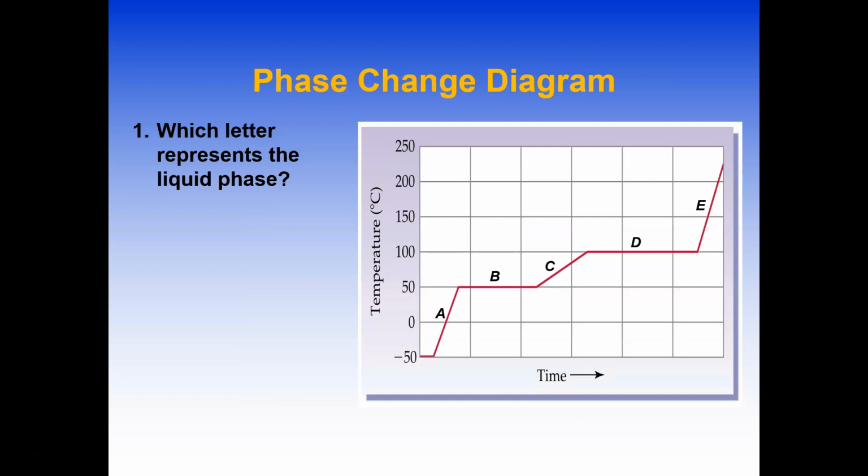So let's practice reading a phase change diagram. Number 1 asks us which letter represents the liquid phase. So keep in mind that our states of matter are our sloped lines, and our phase changes are the flat lines. They always go solid, liquid, gas. So for what our liquid phase is, we're going to say C.